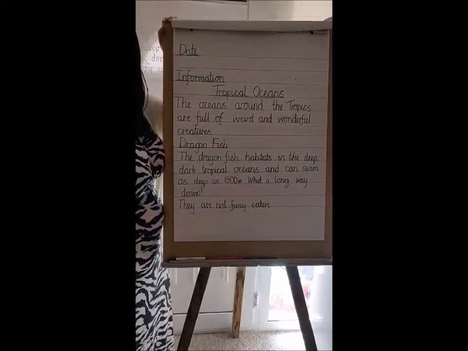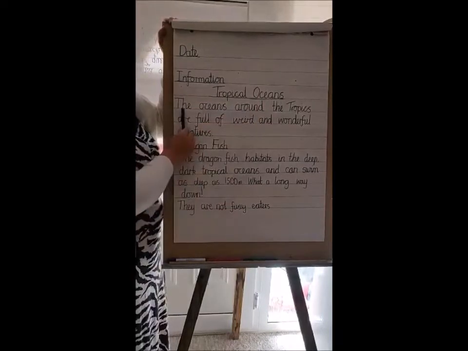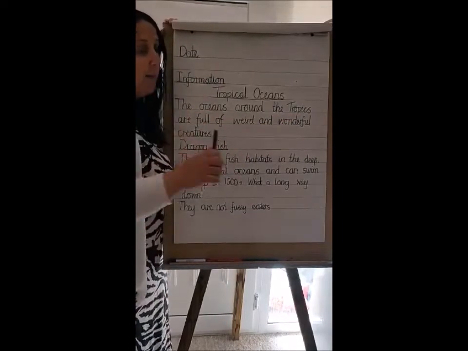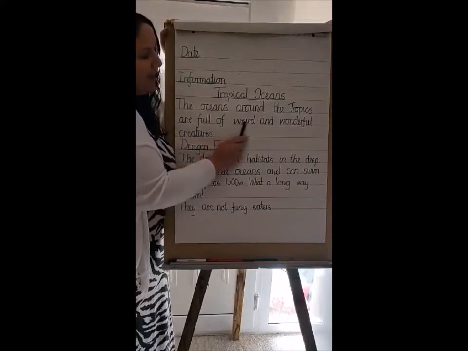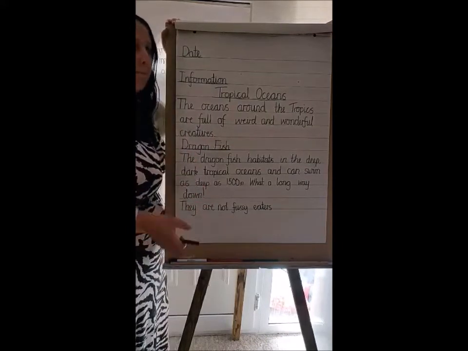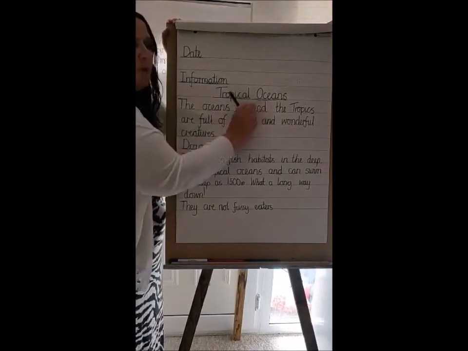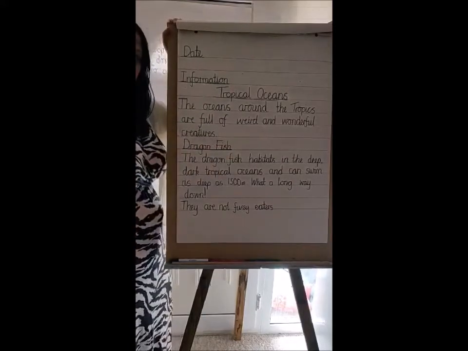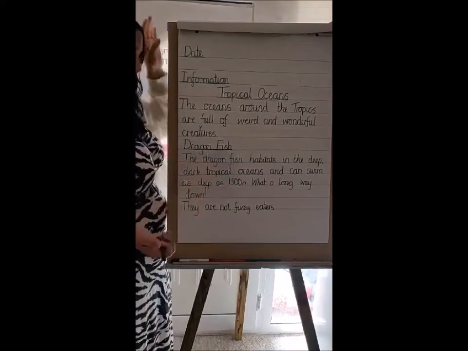Two spellings that we've looked at, capital letter for both because it's my title, underlined with a ruler. The oceans around the tropics, because the tropics is the name of an area, a place, capital T, the oceans around the tropics are full of weird and wonderful creatures. That's my introduction. This is what my information text is going to be about. It's just giving you a very quick introduction. Then I've got my subheading, which is the fish's name, the type of fish. It's called dragonfish, as you know.